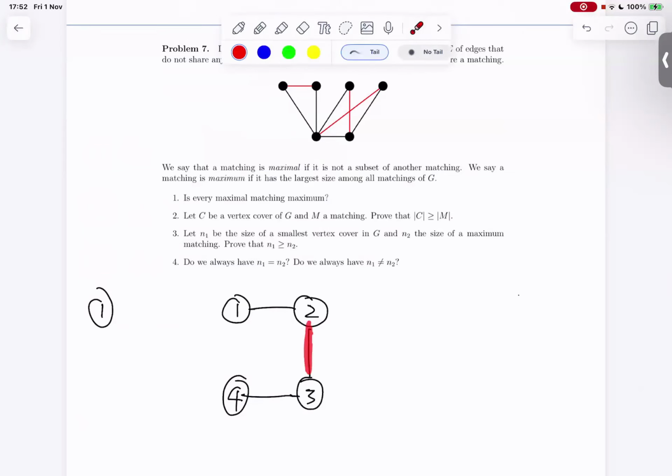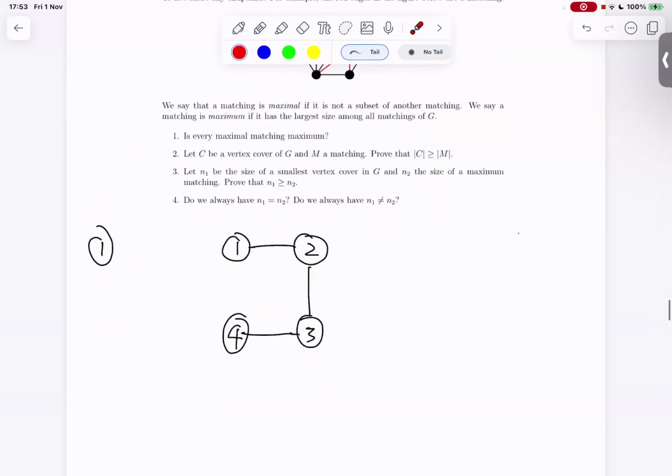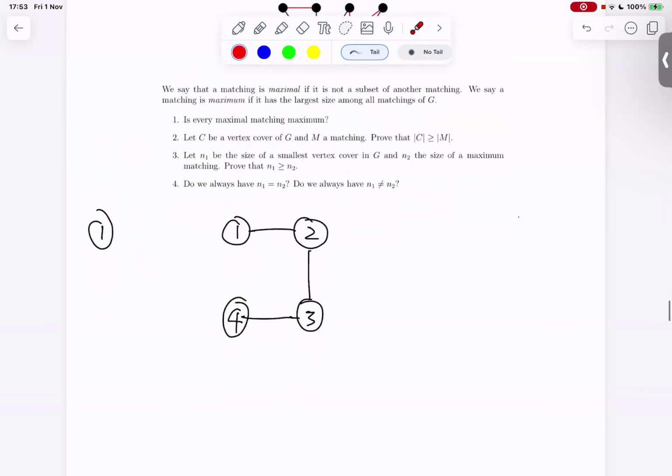This is a maximal matching, since it is not a subset of any other matching, right? So this is a maximal matching, but we have another maximum matching containing 2 edges here, which is larger than this maximal matching. So not every maximal matching is maximum.